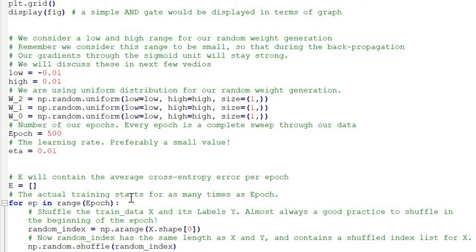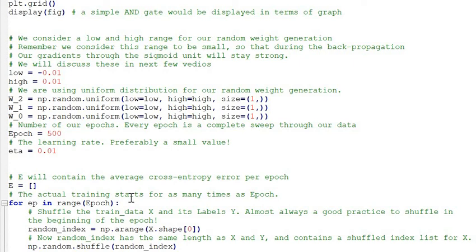We are considering the low and the high range of our random weight generation. You should always remember that we have to consider this range as small. Why this should be small, we will also discuss in the following lectures. There is a parameter known as the learning rate. It should be small, but also it should not be very small or very high. Those reasons we will discuss in the following videos.